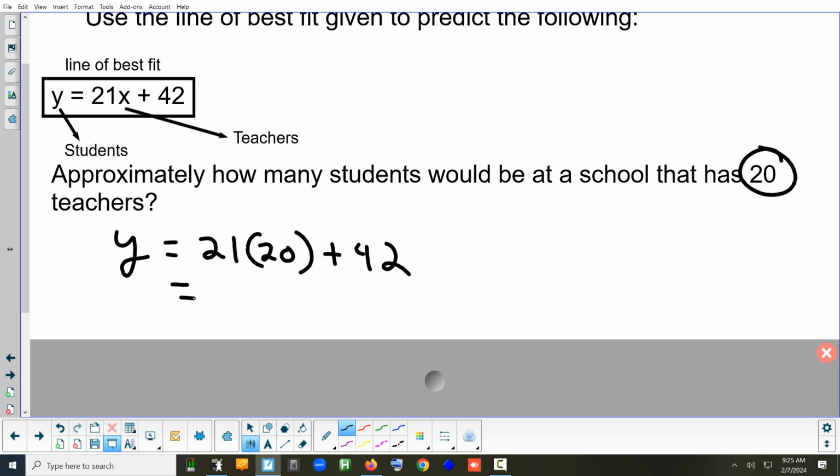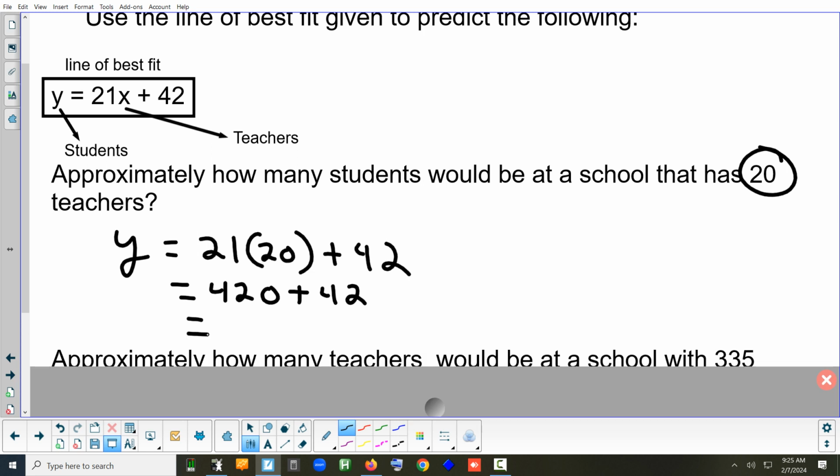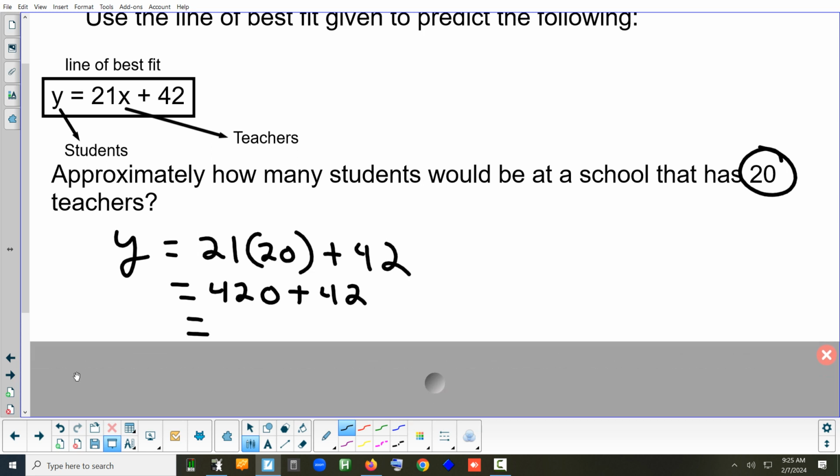More than 80. 420. And what's 420 plus 42? That is 462. And what did we just solve for? 462 what? Teachers. Well, we were given 20 teachers. We solved for students.